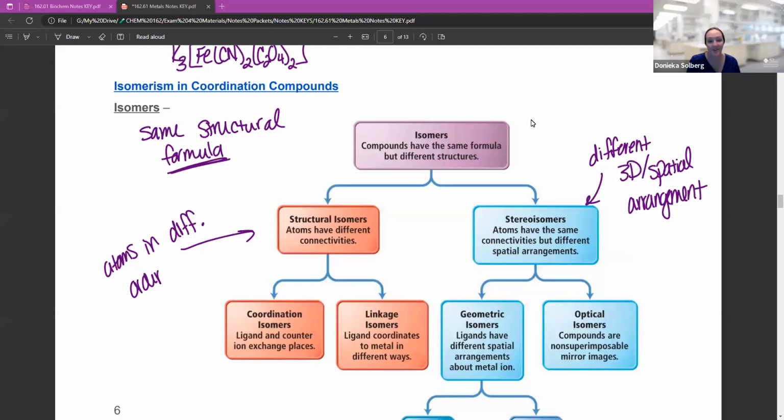Time for isomers. So we've talked about isomers before. When you have the same formula but different connectivity, or they could be optical isomers when you have chiral things. And we are also going to talk about those in regards to coordination chemistry.